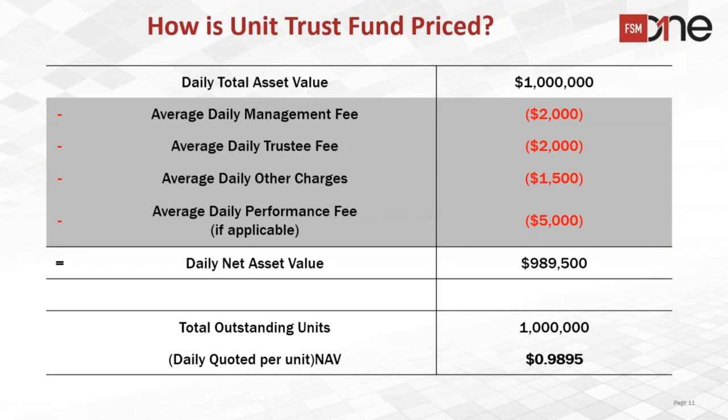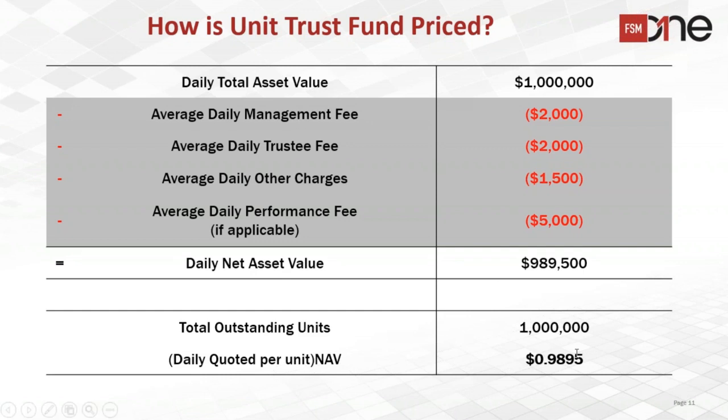So if the fund circulate unit is 1 million as of now, then the NAV price for this fund is 0.9895 for today. Because they are using this amount divided by this amount, then they will get the NAV.